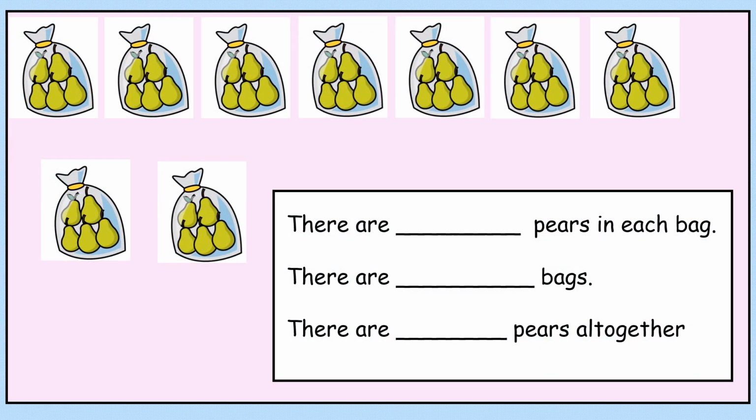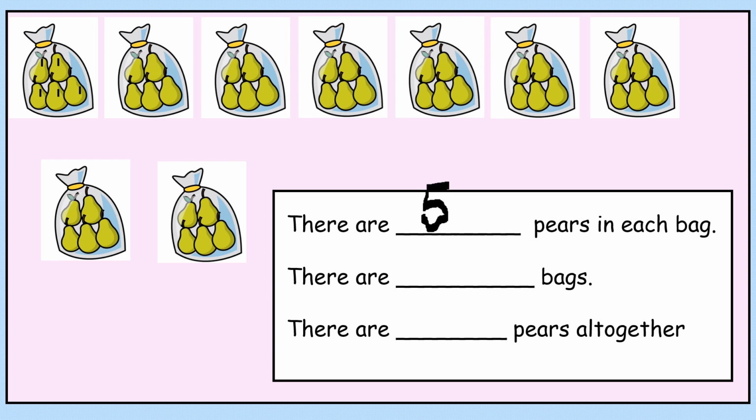So there are how many pairs in each bag? 1, 2, 3, 4, 5. I can see 5. Actually, did I need to count that? No, I could have skipped it. So there are 5 pairs in each bag.